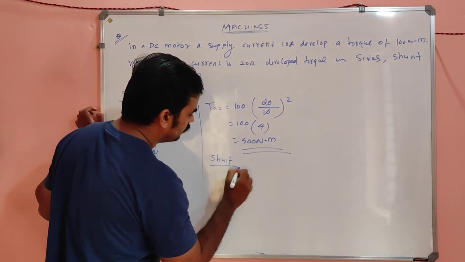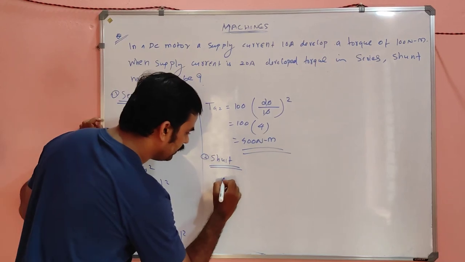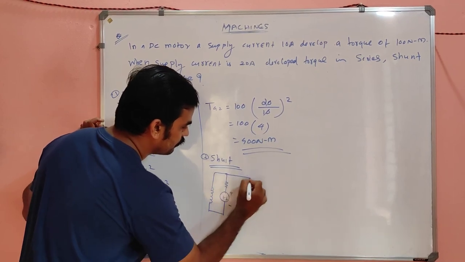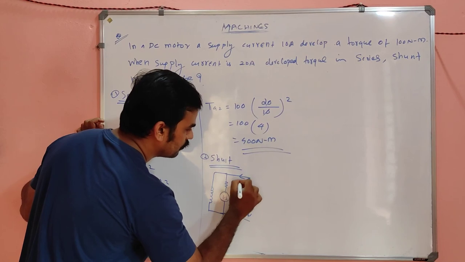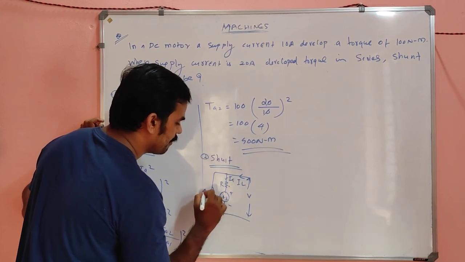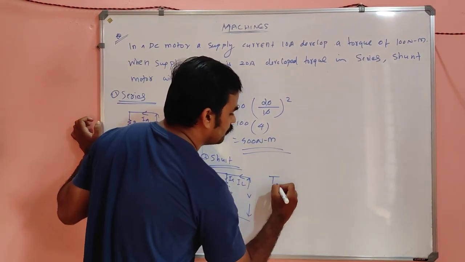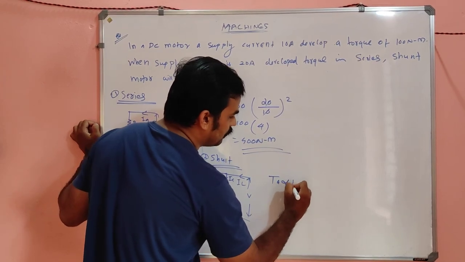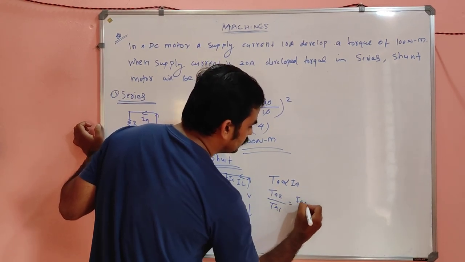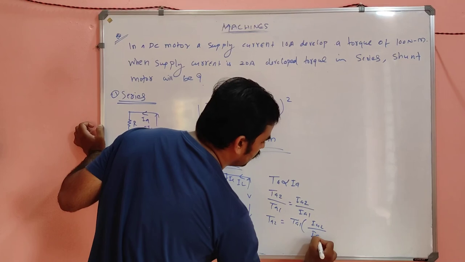Next for shunt. For series we did, and next for shunt. So the shunt diagram will be what, my dear? Okay. So what is the torque equation for the shunt motor? We already derived it. So TA will be directly proportional to what? IA only, correct? So TA2 by TA1 equal to IA2 by IA1, or TA2 is equal to TA1 into IA2 by IA1.